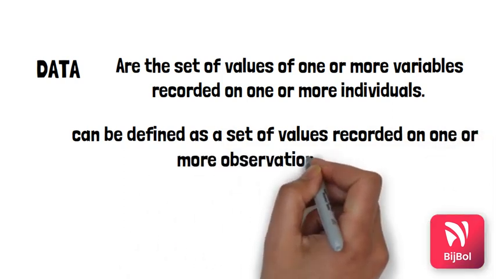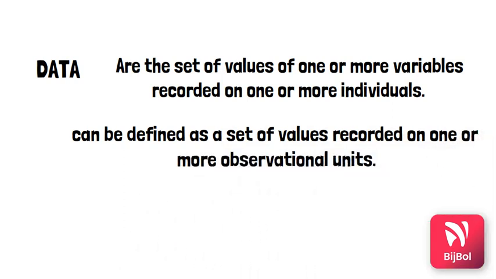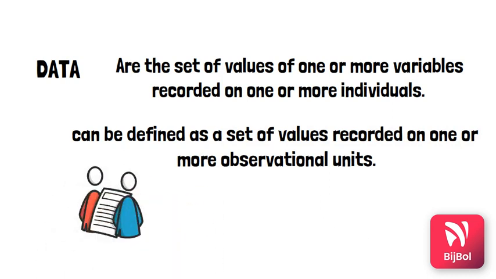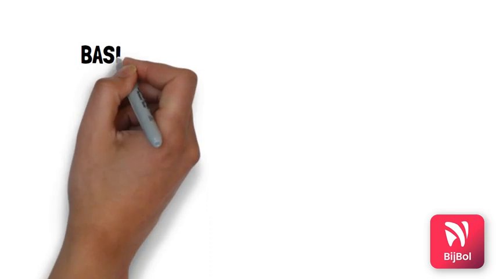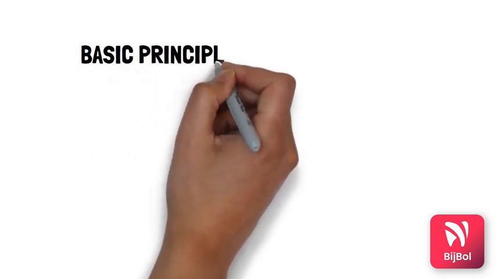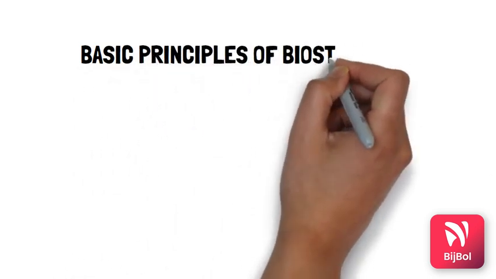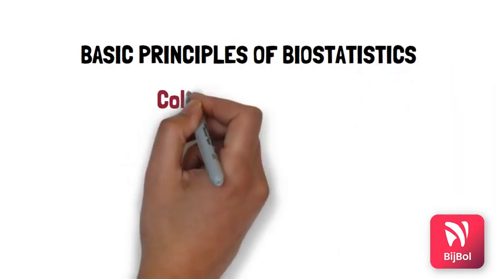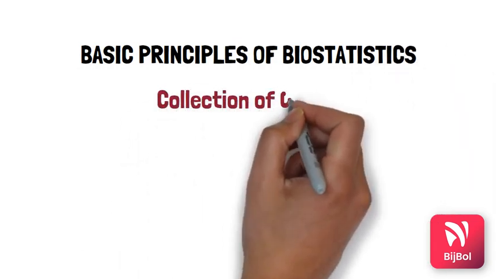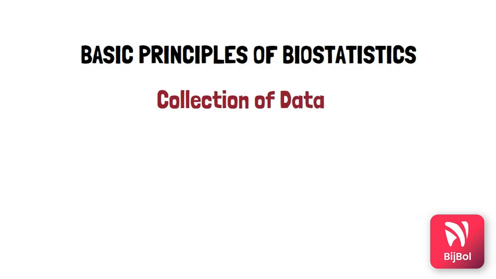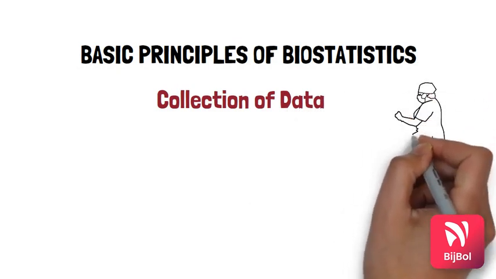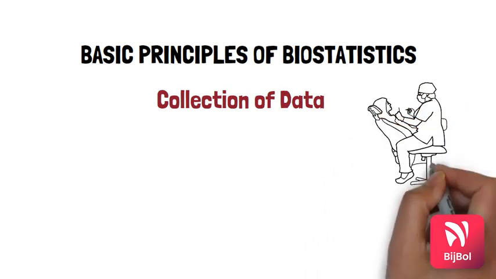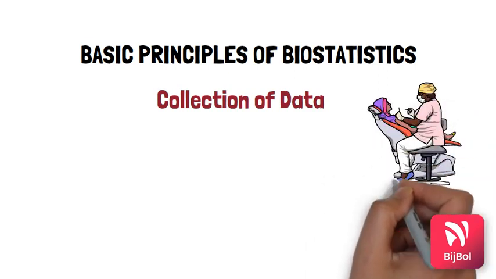So these are the various statistical terms which we need to be well versed in and which we may come across in this particular discussion. Now let us see the basic principles of biostatistics. First one, collection of data. How do you collect the data? There are different methods. It can be by examining, by observing, by interviewing, or by the questionnaire method.